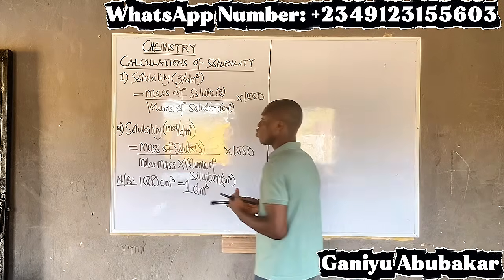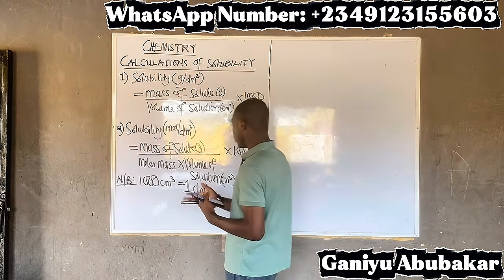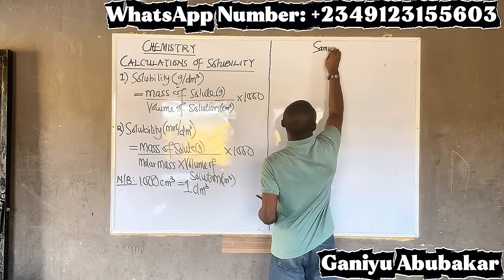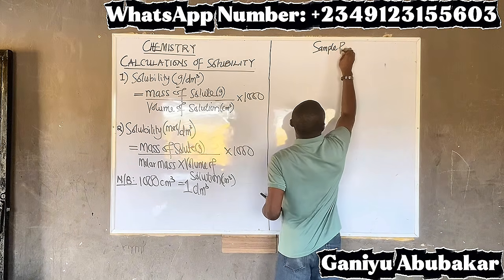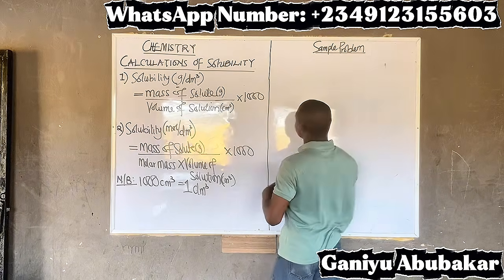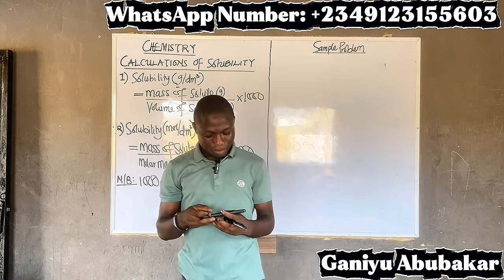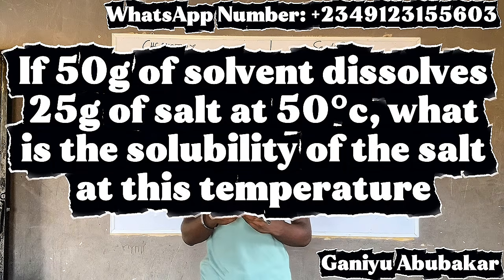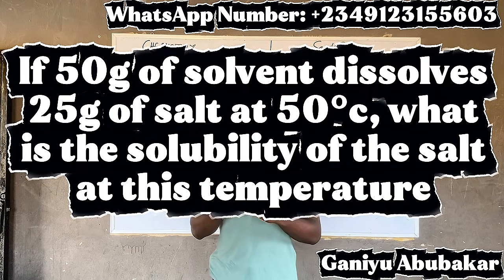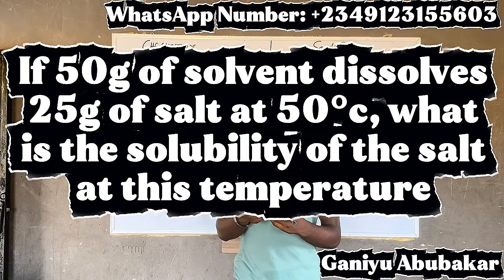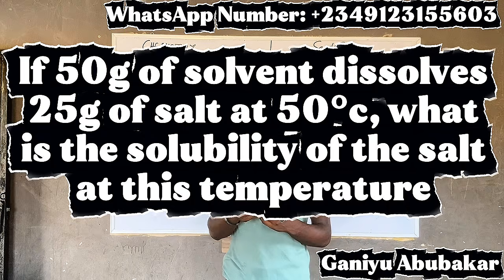At this junction, we'll look at a sample problem involved in the study of solubility. Question 1. If 50 grams of solute dissolves 25 grams of salt at 50 degrees Celsius, what is the solubility of the salt at that temperature?